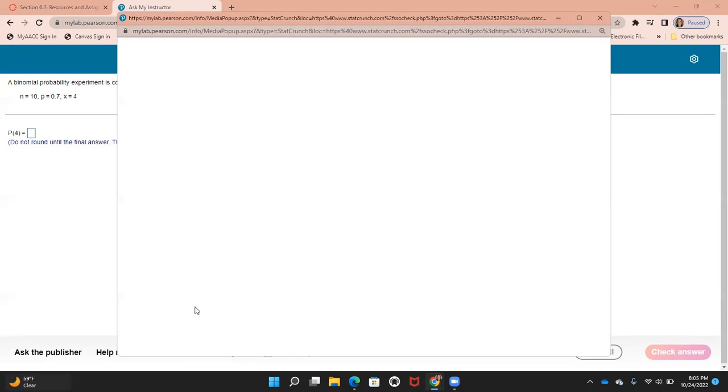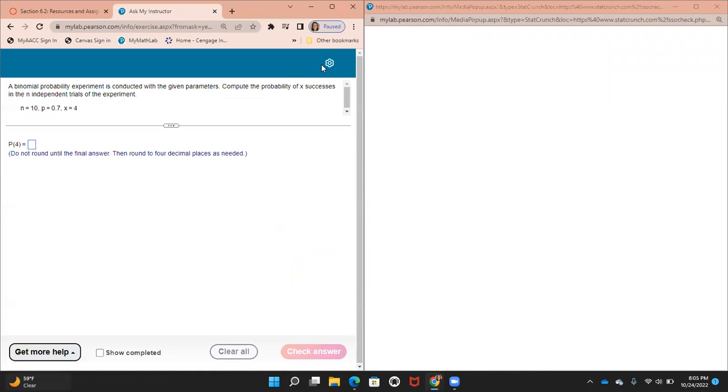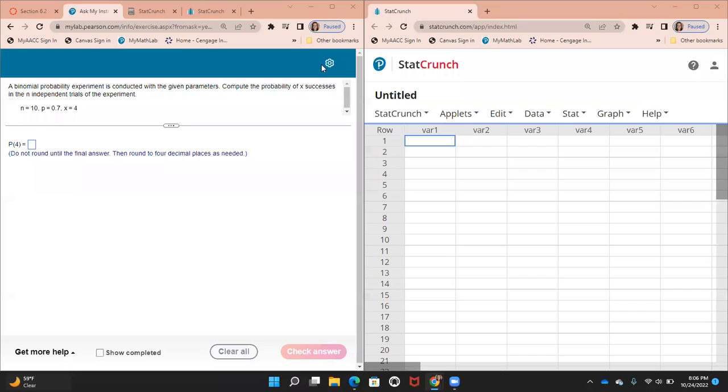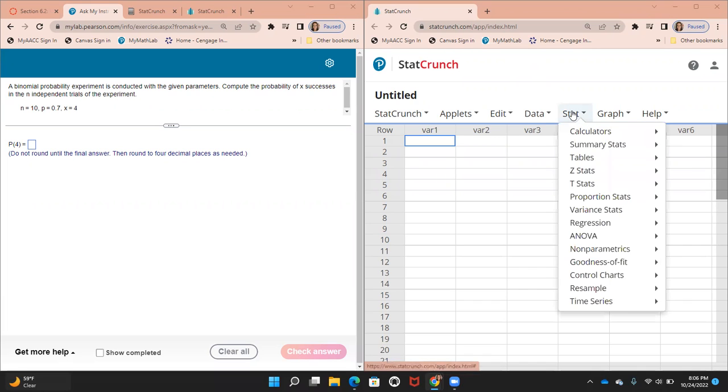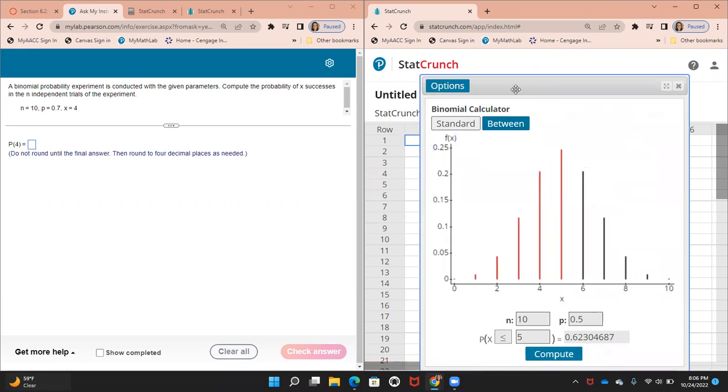StatCrunch is going to open anytime now. Let's see. Okay, so that took a minute, but StatCrunch opened up. And again, it's weird because it's not copying any information over. So we just have to open up StatCrunch on our own, and then we go to Stat, and then we go to Calculator, and then we go to Binomial.